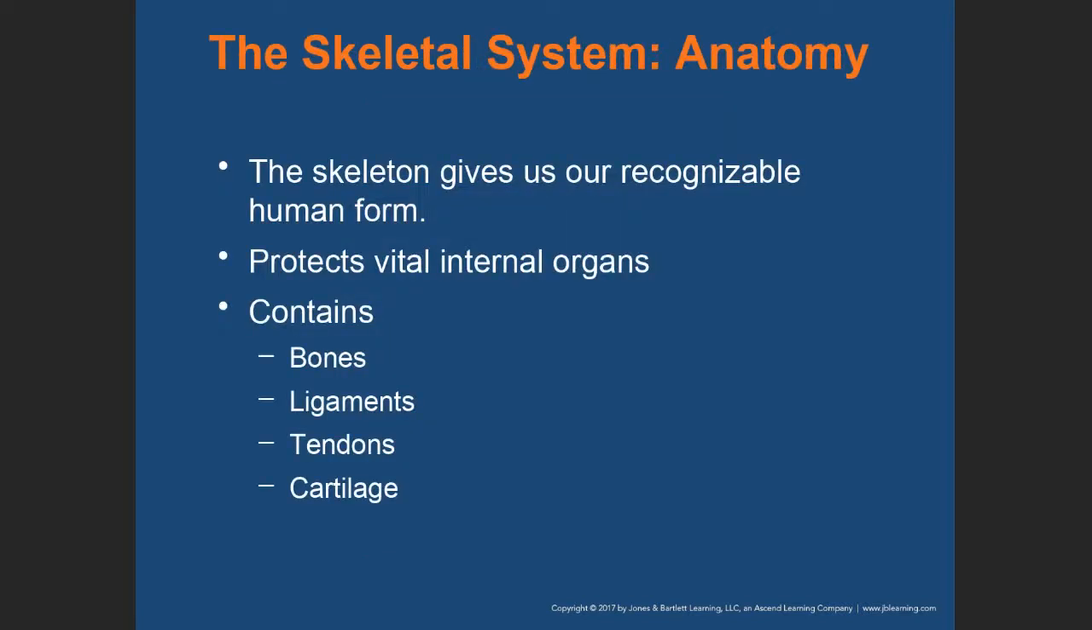Cool. All right, now let's look at the first system, skeletal system, anatomy. So the skeleton gives us our recognizable human form, and it consists of 206 bones. It protects vital internal organs.